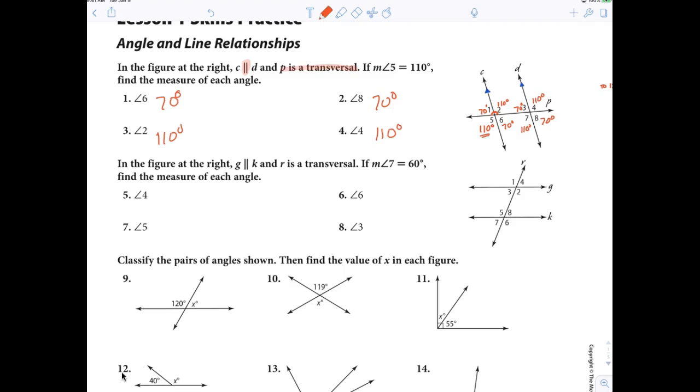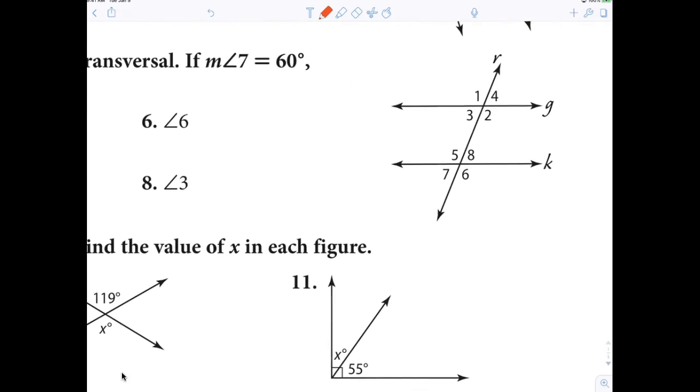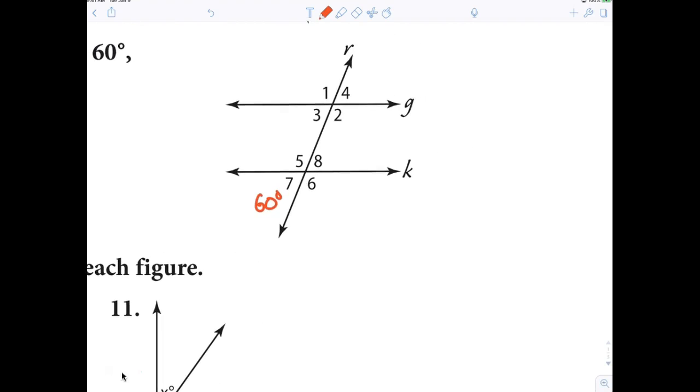Okay, so now I want everybody to go to the next problem and put angle 7 is 60 degrees, and I'm going to give you 2 minutes. Go. And I want you to fill this in, just like we did the one above. See if you can fill it in for me. You can fill it in, then you're in pretty good shape.